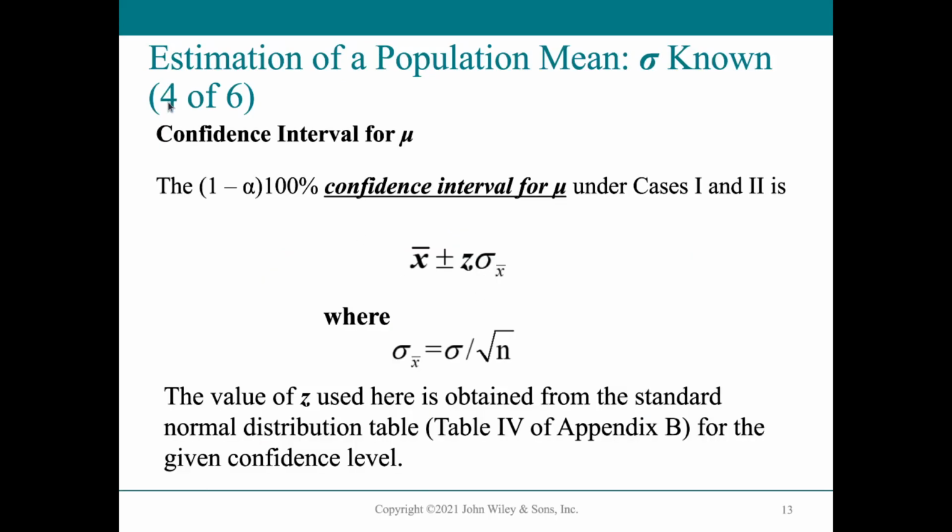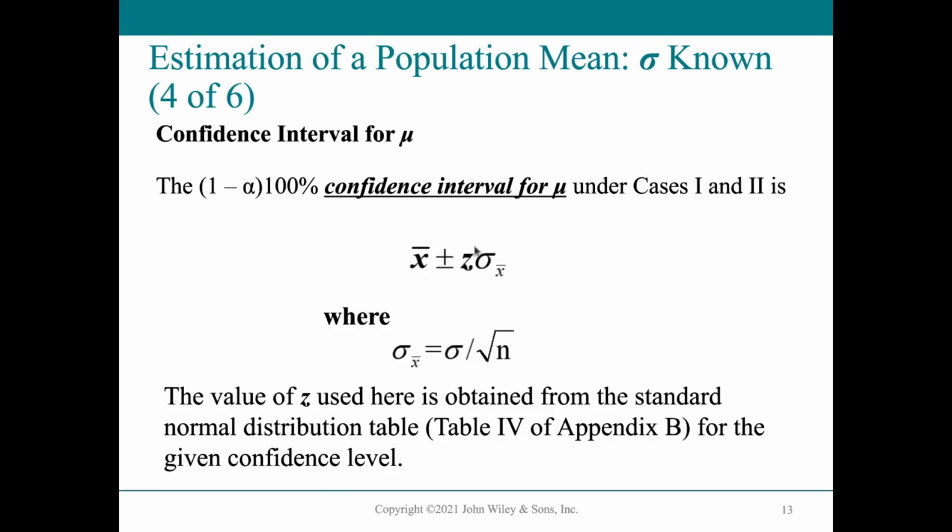Now, let's talk about the confidence interval. If we have a known sigma, or known population standard deviation, our (1 minus alpha) confidence interval, where 1 minus alpha can be 99%, 95%, and so on, under cases 1 and 2, is our point estimate, the sample mean, plus or minus an amount. This is the amount that we add or subtract to our point estimate to get our confidence interval. Sigma sub x bar is the standard deviation divided by the square root of the number of members in the sample. So this is the normalized standard deviation.